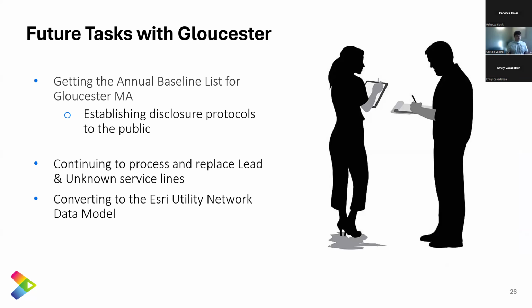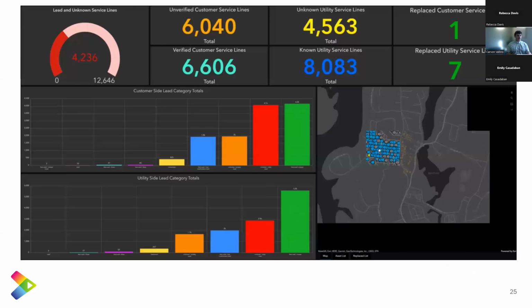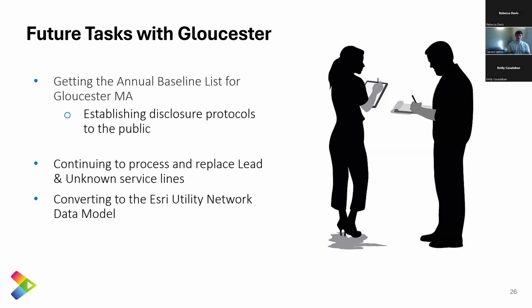So some of our future tasks with Gloucester is getting that annual 2027 baseline list with the connectors as well. We've already done that October deadline for 2024, which was that initial inventory. We're now going to expand to get that baseline inventory, establishing some disclosure protocols to the public. That's going to be a large portion. If you go back, you can see a large amount of the customer side categories, there's a lot of unknowns there. And part of the LCRI is making sure that we verify all of those unknowns and figure out what they are and replace them if required.